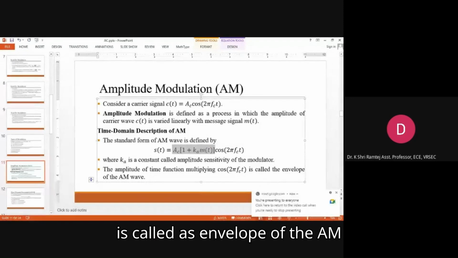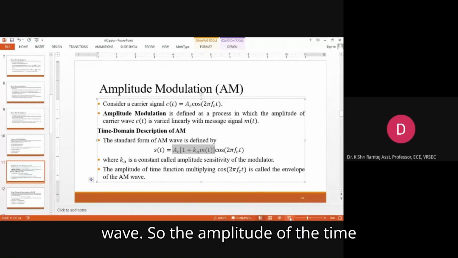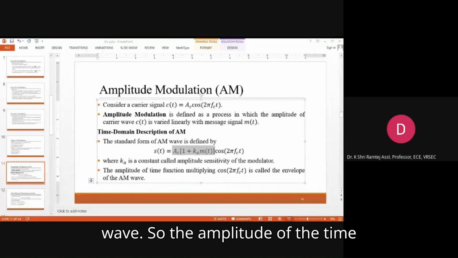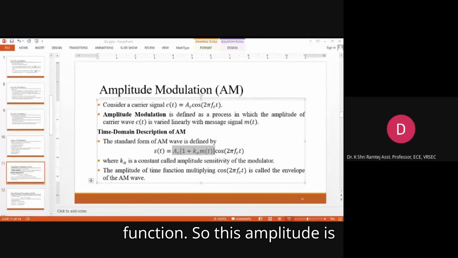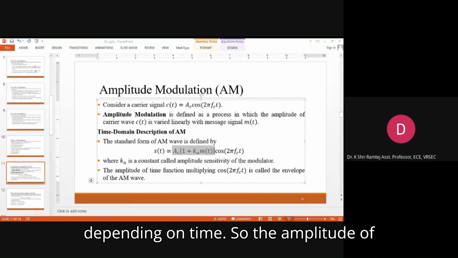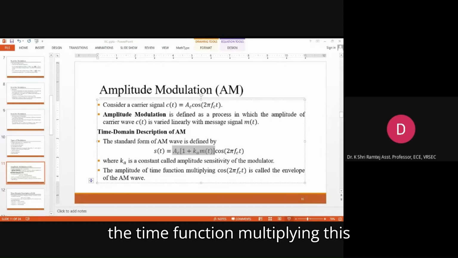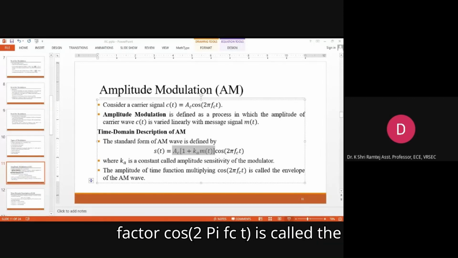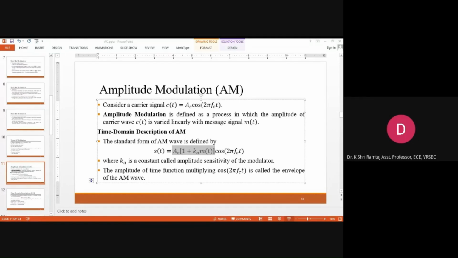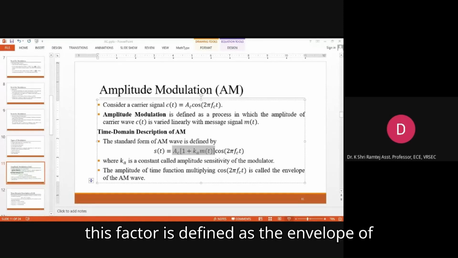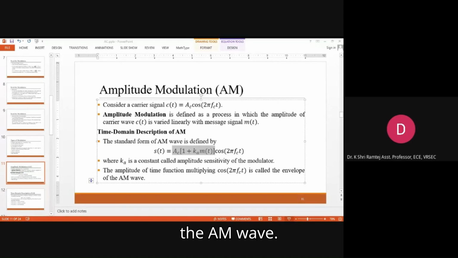So here this factor is called as the envelope of the AM wave. So the amplitude of the time function, so this amplitude is depending on time. So the amplitude of the time function multiplying this factor cos 2 pi fc t is called the envelope of the AM wave. It is denoted by A(t) and is given as Ac into 1 plus Ka m(t). So this factor is defined as the envelope of the AM wave.